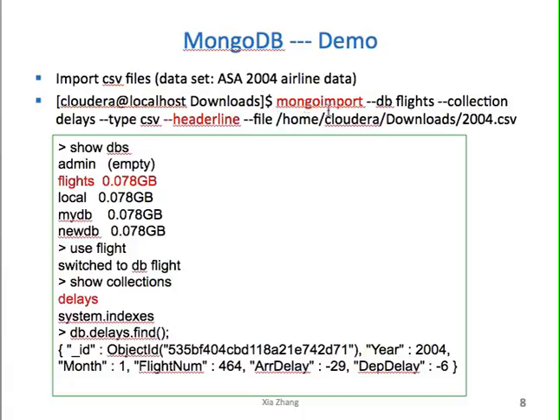To import a CSV file, here we use the ASA transfer airline data. You use the mongoimport command, and here you specify the database name, the collection name, and then the type of the file. By choosing the headerline option, you use the first line of the CSV file as the field names, and here you provide the file path. This just shows the file is actually imported.